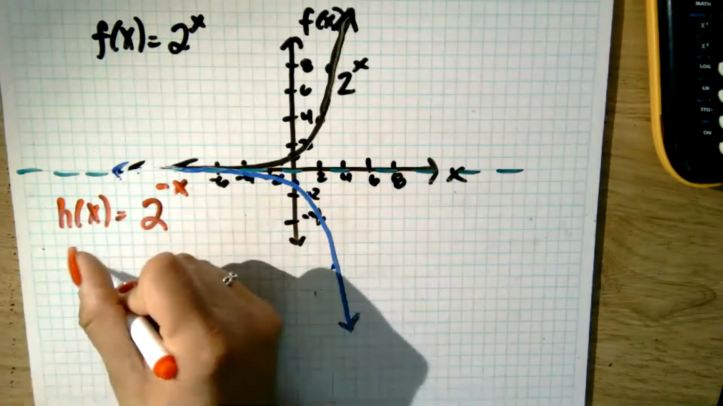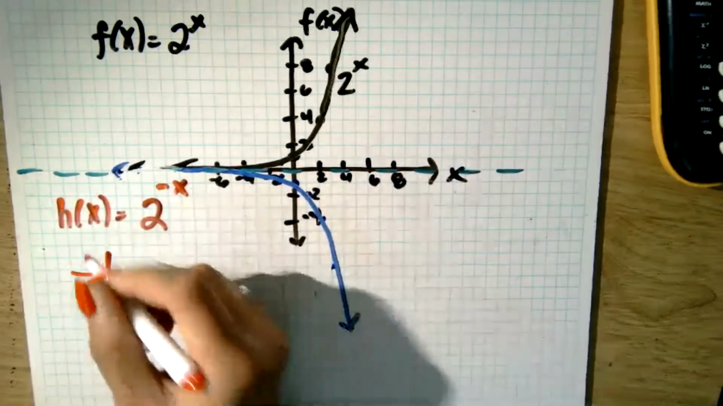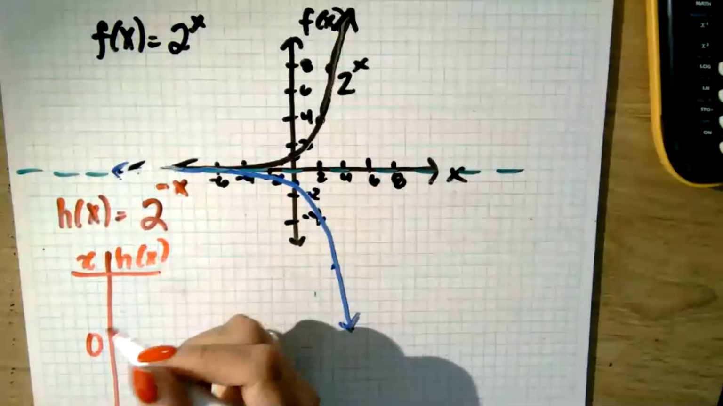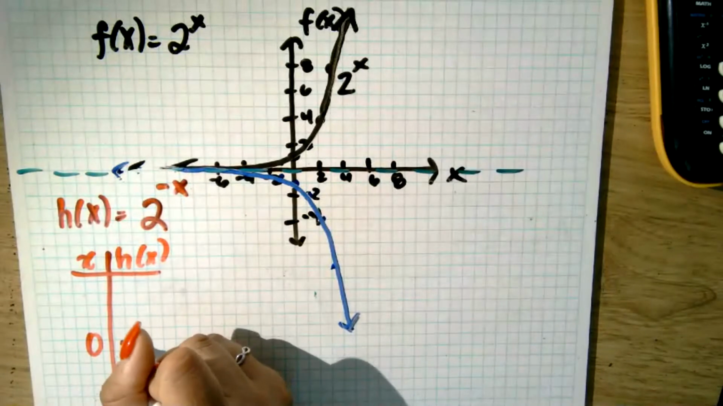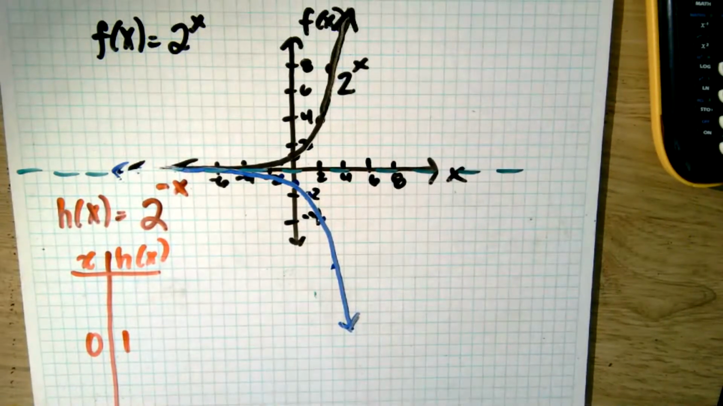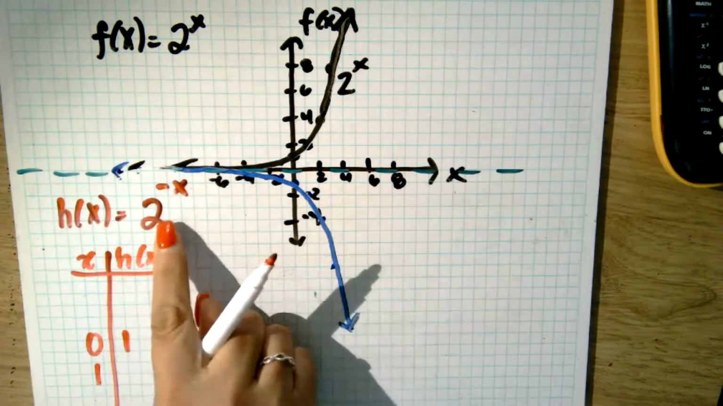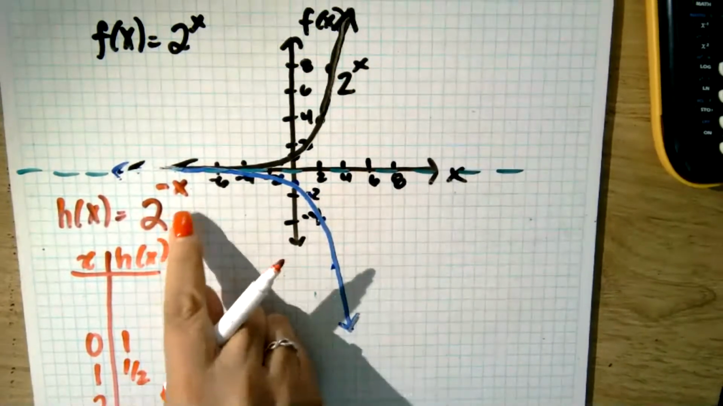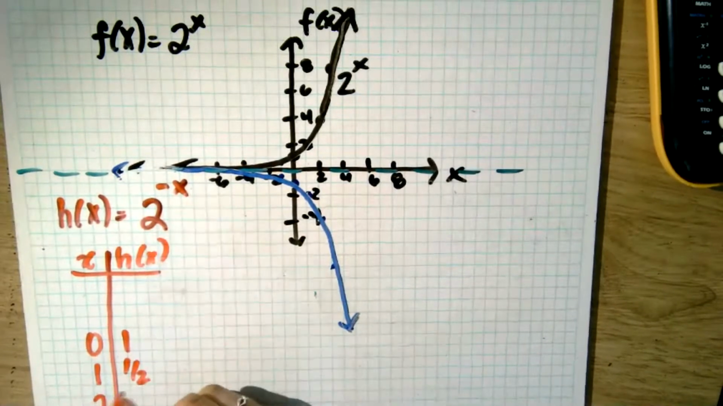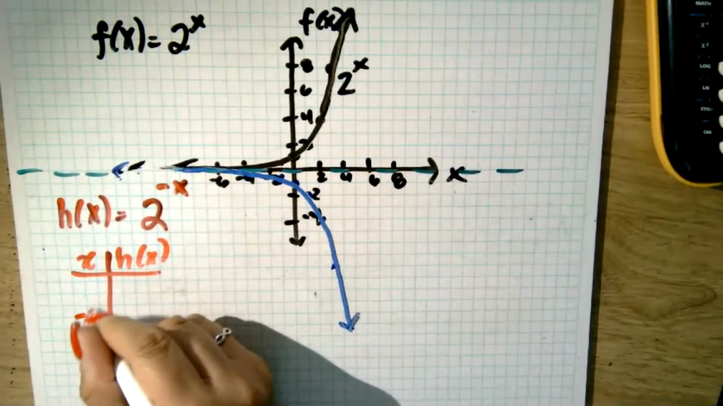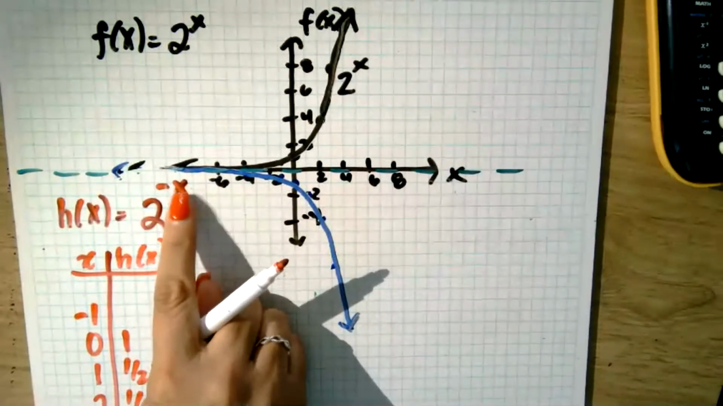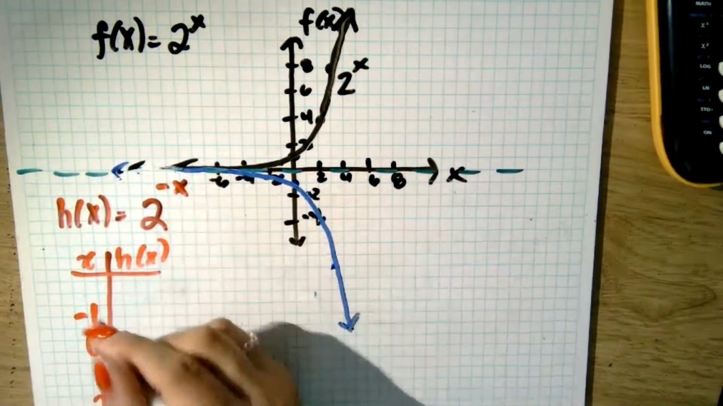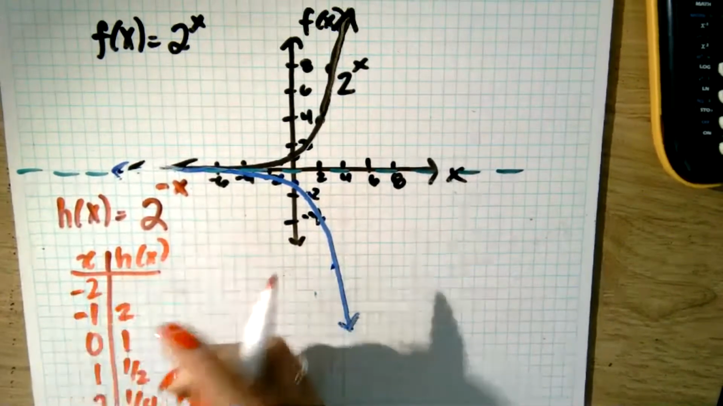So let's see what we get. So h of 0, 0 is neither negative nor positive, so that guy is still going to be 1, okay? H of 1 means 2 to the negative 1, which means 1/2. H of 2 is 2 to the negative 2 this time, so that means 1/4. H of negative 1, so 2 to the negative negative 1 becomes positive 1. 2 to the 1 is 2. And let's see, 2 to the negative 2.